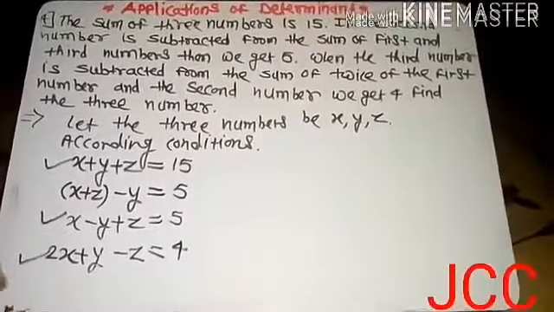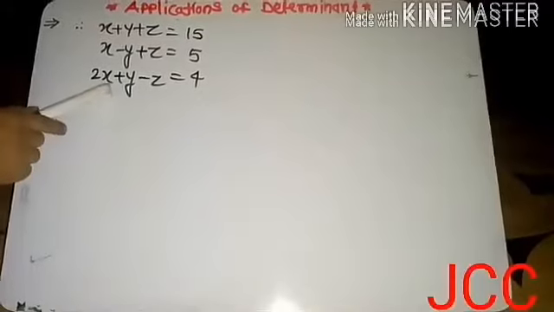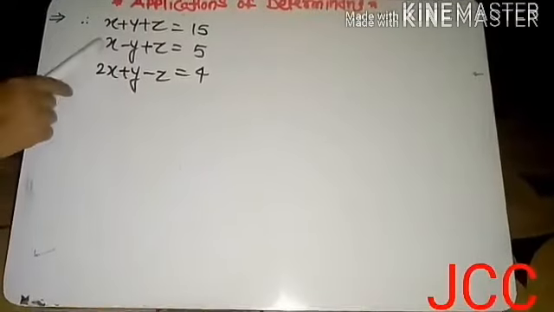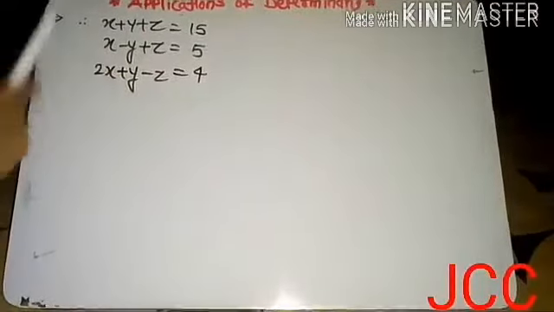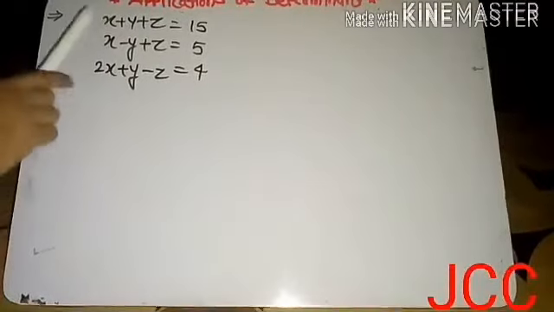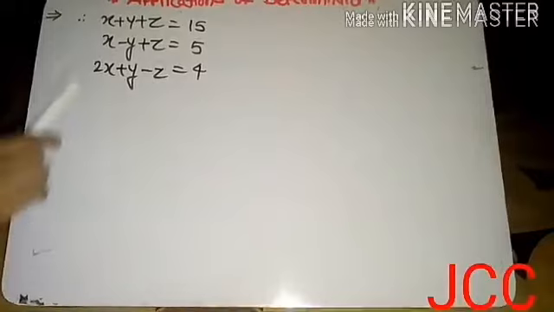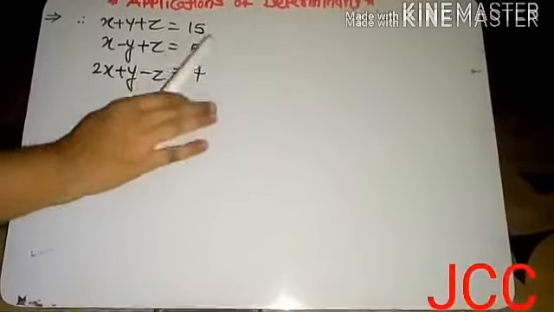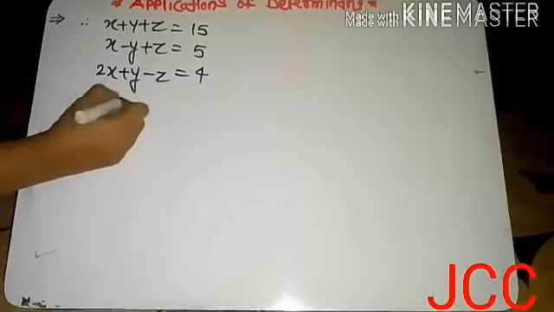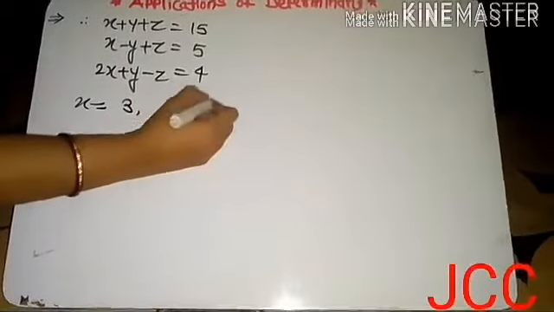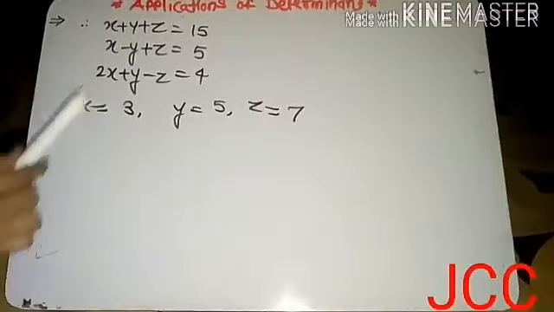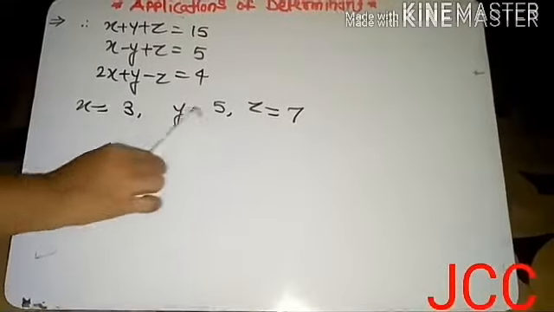solve these 3 equations. That means our equations are, the first is x plus y plus z equal to 15, x minus y plus z equal to 5, and the third equation is 2x plus y minus z equal to 4. Then by our general process of Cramer's rule, means first find D, Dx, Dy and Dz, we get the value of x is 3, the value of y is 5, and the value of z is 7, and therefore the required 3 numbers are 3, 5, 7.